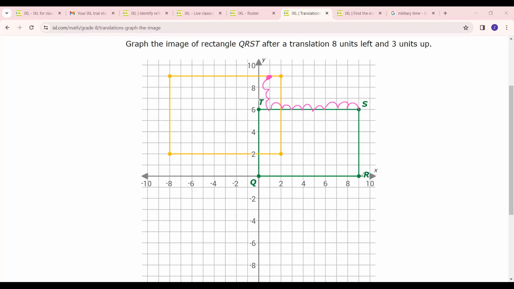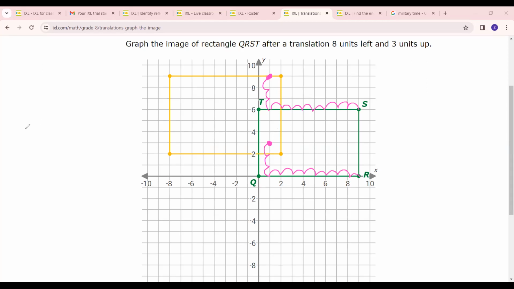And then let's do another one. 8 units to the left and 3 units up. 1, 2, 3, 4, 5, 6, 7, 8. How many units up? Let me know, please. How many units up? 3. So 1, 2, 3. So it's actually supposed to be here. So this point's supposed to be there, and this point's supposed to be there.